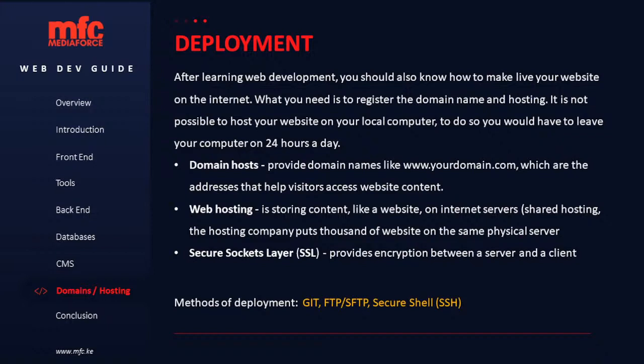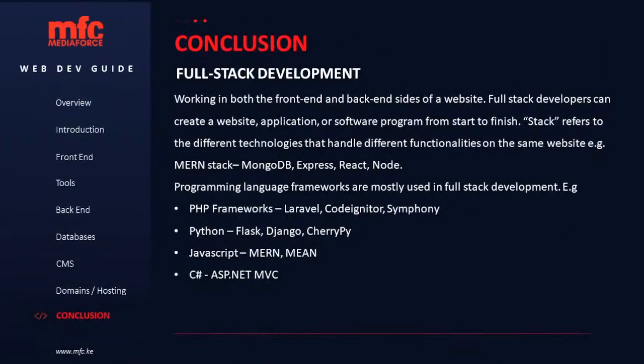And as we conclude this video, I want to mention some of the things we mentioned earlier, and that is full stack development. Full stack means you are conversant with both the front end and the back end tools together with the databases. So the role of the full stack developer is to develop applications from start to finish, from the front end until you complete everything on the back end and the databases. And by stack, we simply mean different kinds of technologies that handle different kinds of functionality on the same website. An example of a stack that I've given here is the MEAN stack.